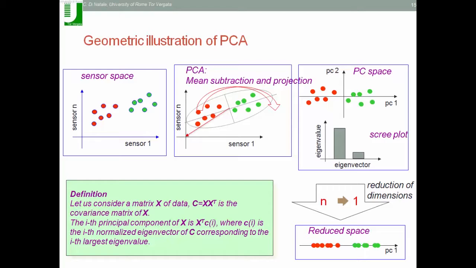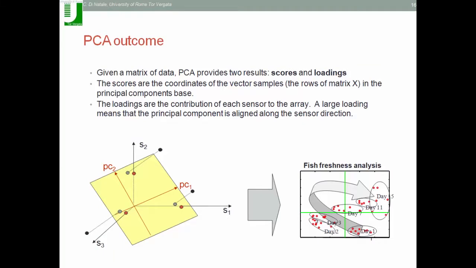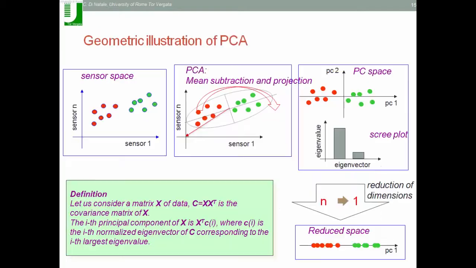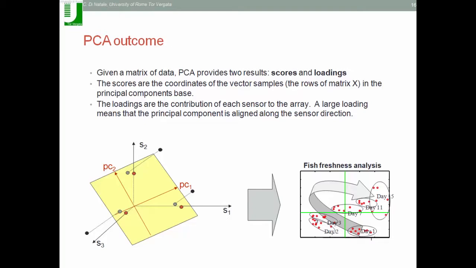Okay? So, what can we get at the end from a principal component analysis? We get two pieces of information. Here we have the coordinates of each data point in the new basis, and this is called scores. But we also have how each original variable contributes to PC1 and PC2, and this is called loadings. In terms of geometry, this means S1, S2, and S3 is the original space.